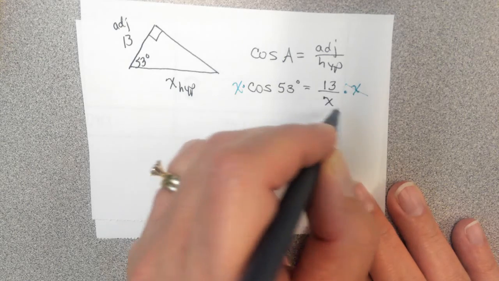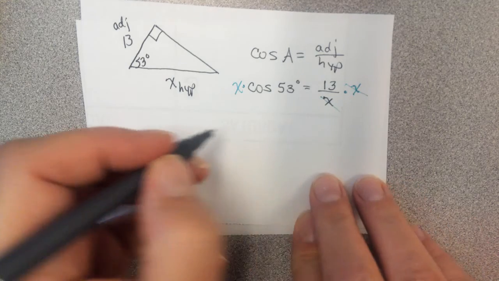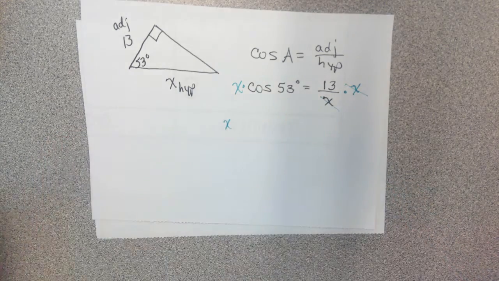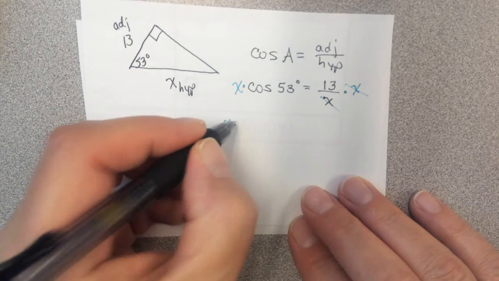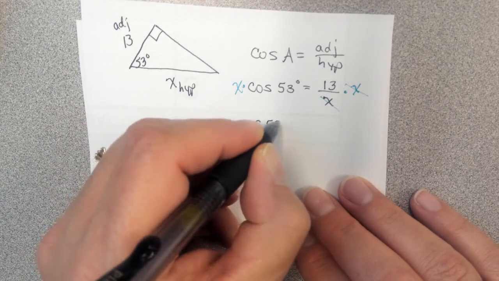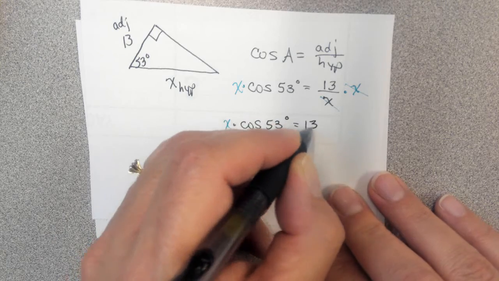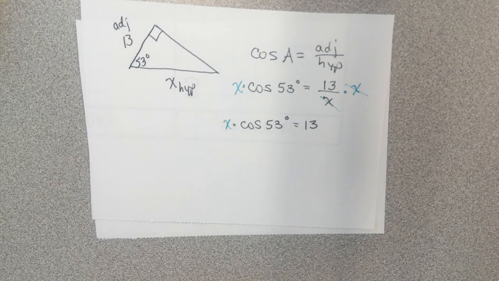Then the x's will cancel. On the left-hand side, we'll have x times cosine 53 degrees, and on the right-hand side, a 13. Now, cosine 53 degrees is some nasty little decimal number, a non-repeating, non-terminating decimal. We are not going to get a decimal form for it yet because it's too messy to hang on to. Just leave it as cosine 53. It's just one package that represents some ugly number.